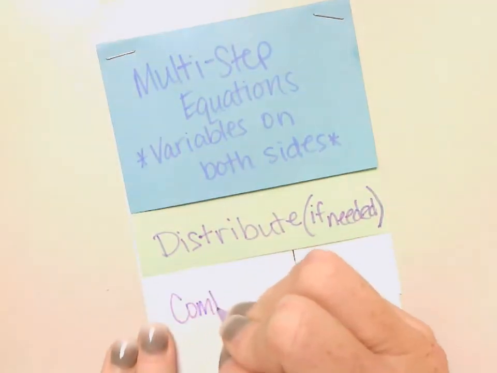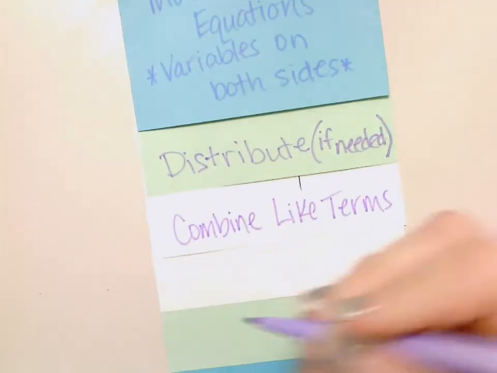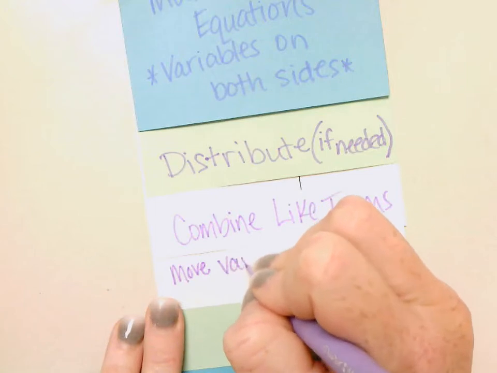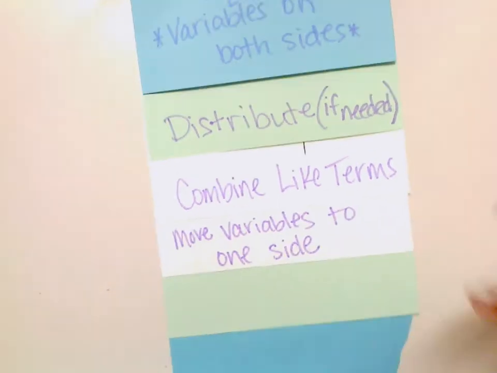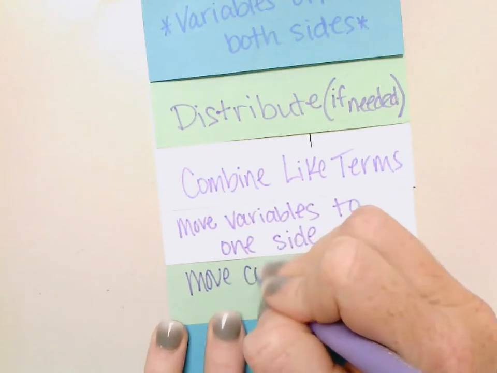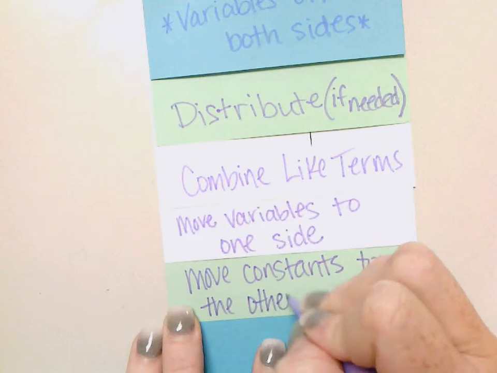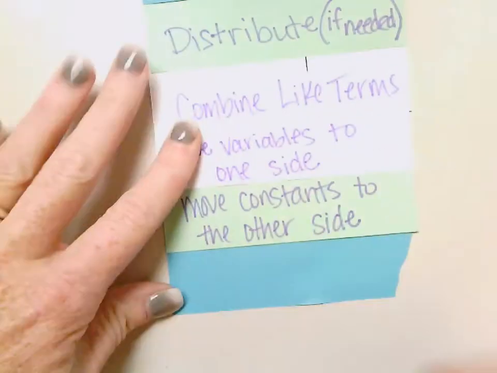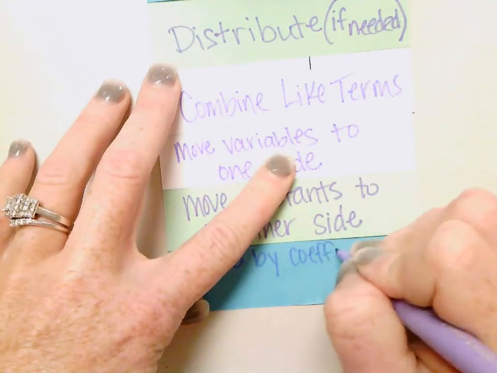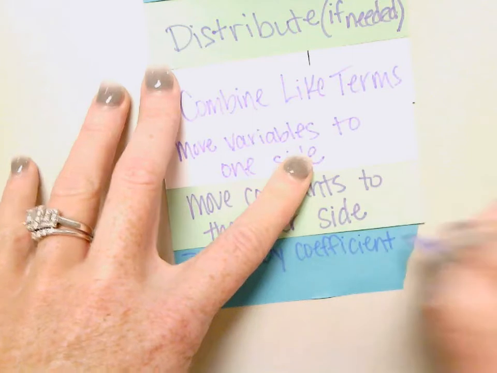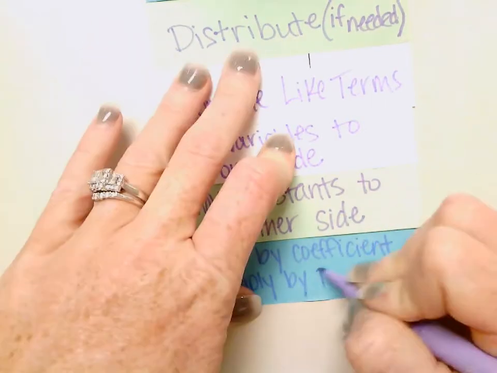This one is combine like terms, and then move variables to one side, move constants to the other side, and the last one is to divide by the coefficient, or multiply by the denominator.